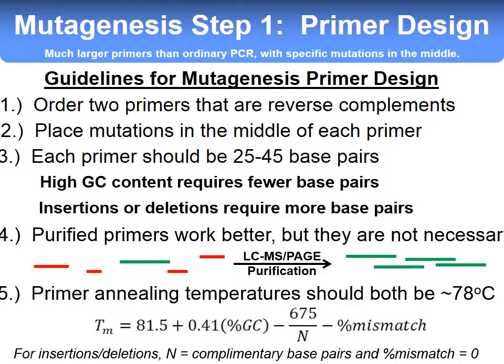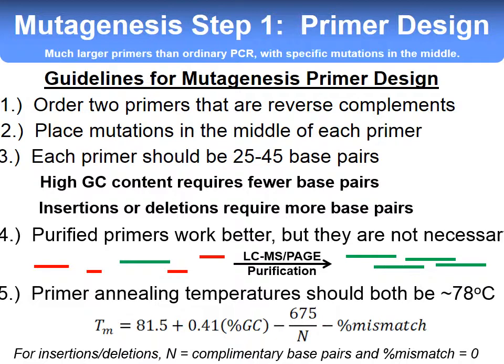You can calculate your annealing temperatures using this equation right here. What we have is melting temperature, Tm, on the left. You'll see percent GC, so that's how much of your sequence is a G or a C. N, that capital N in that fraction, is the total number of base pairs in your primer. And then percent mismatch is how many base pairs you're changing. So if you're just changing one base pair out of 50, that would be a 2% change.